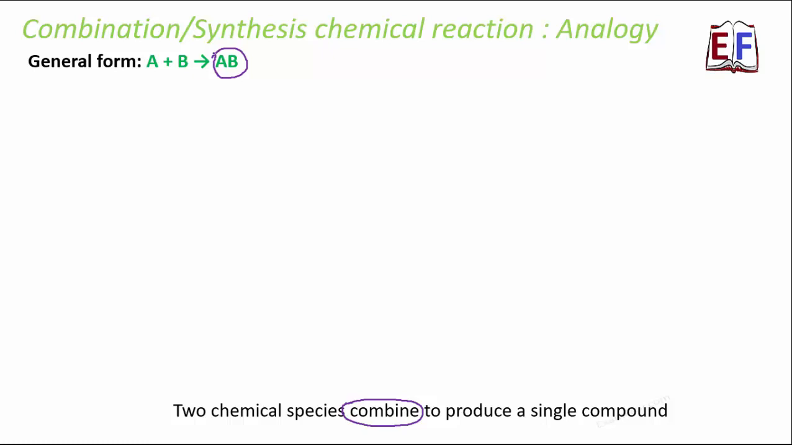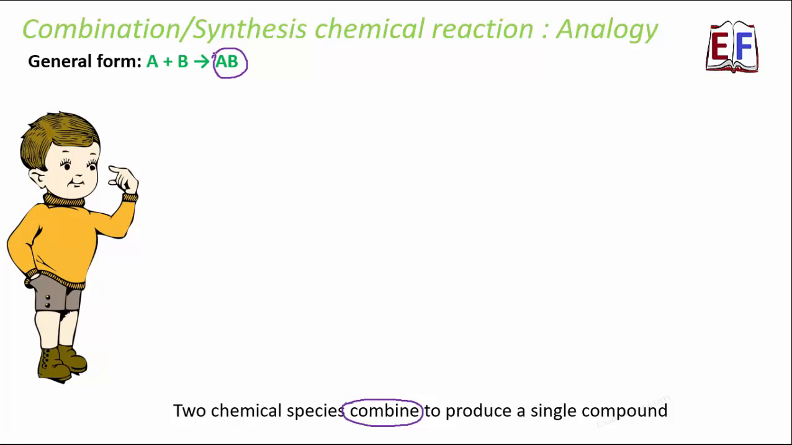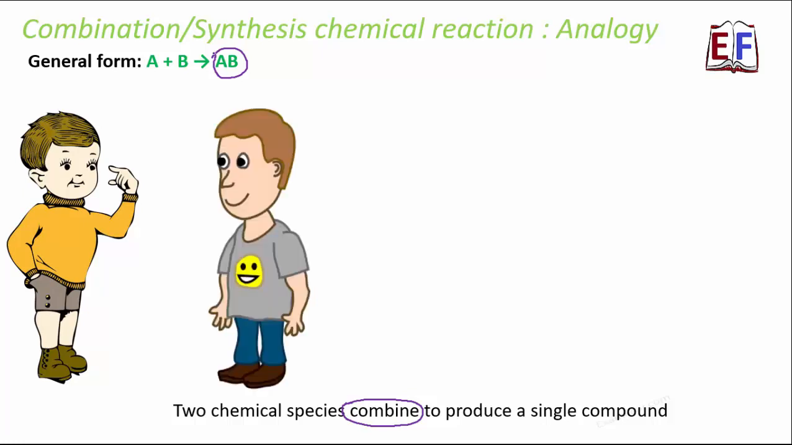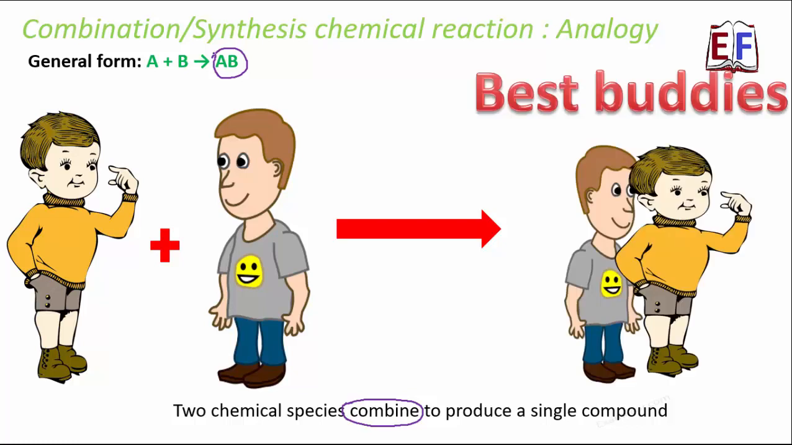A quick analogy to this could be, let us suppose this is Ronnie and this is John, and they share a lot of things in common, and that's how they group together and they are like best buddies. So they group together to do their project work, they do group studies, they play together. So it's like they combine together to form one single group. Right? So that's combination reaction.